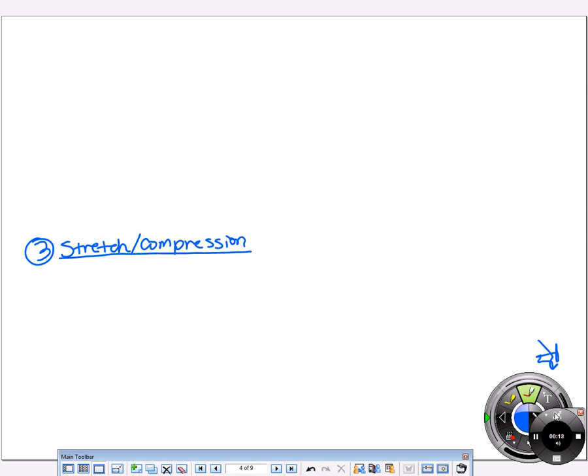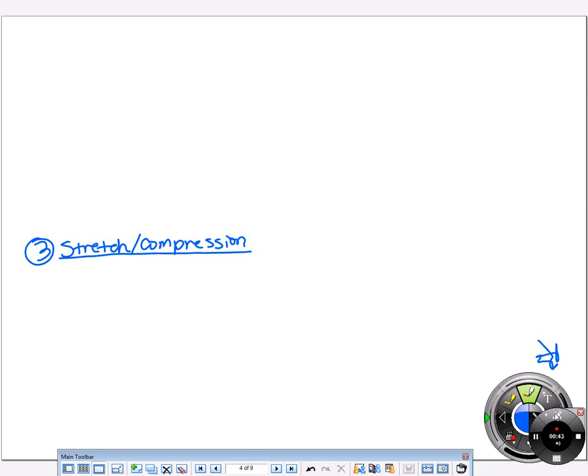So the reason why they're more complicated. Let us get through this, and then you will have time to work. The reason that they're more complicated is that stretches and compressions can happen in different directions. And so you can't just look at a graph and say, oh, the graph was stretched. In one direction it might look like a stretch, and in another direction it might look like a compression.